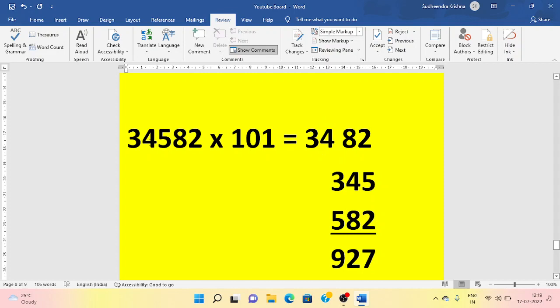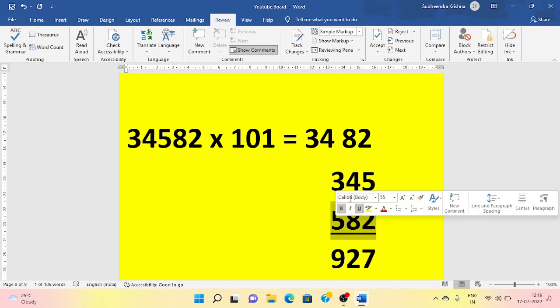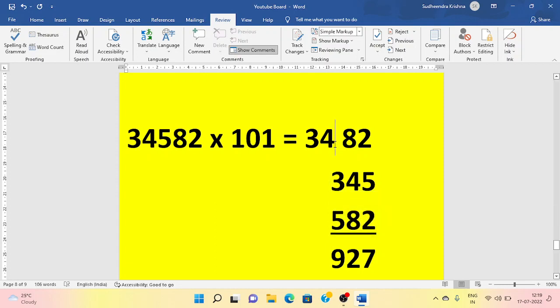Now to get the middle portion of the answer, you add this 345 with this 582. When you add 345 with 582, you will get 927. So put this 927 as it is. This will give you the required answer. So 34,582 into 101 is equal to 34,92,782. It's as simple as this.